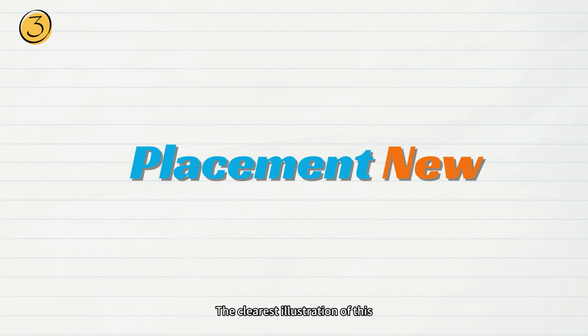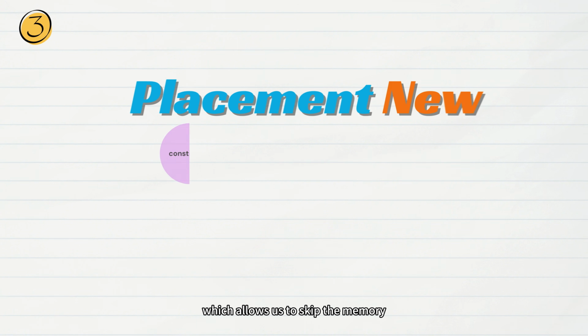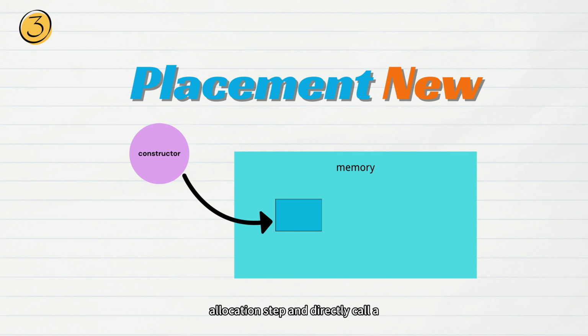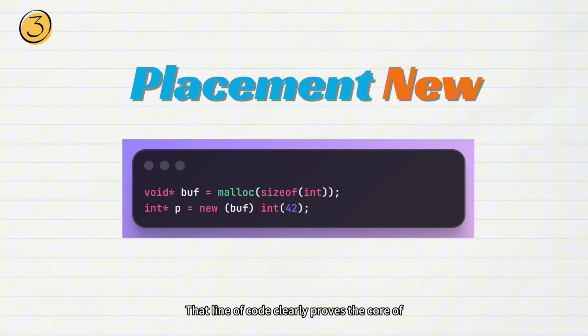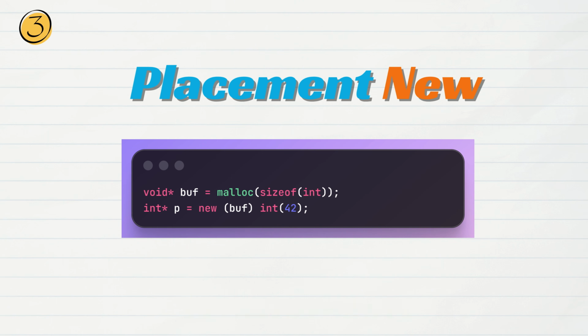The clearest illustration of this division of labor is placement new, which allows us to skip the memory allocation step and directly call a constructor on existing properly aligned memory. That line of code clearly proves the core of the new expression is object construction. Memory allocation is only a prerequisite. Without memory, you cannot construct an object, but having memory does not mean you have an object.